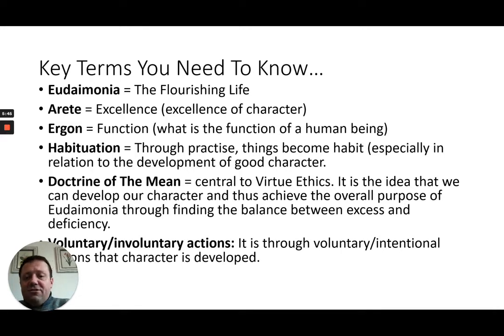Finally, Aristotle talks a little bit about voluntary and involuntary actions, and it's obviously through voluntary action that we develop our character, because of course those actions that we can't help, whatever they are, obviously if you can't help something, you can't be held responsible for doing it. Or if you can't help not doing something, you can't be held responsible for not doing it. So there's a great deal of emphasis on voluntary action in relation to the development of character.